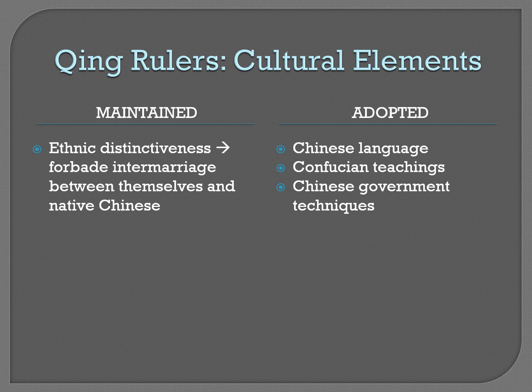So, Qing rulers and their cultural elements. Some things that they maintained. We're talking about the rulers, and we can see some similarities with the Mongolian rulers when they did this. The Qing rulers kept their ethnic distinctiveness, so they forbade intermarriage between themselves and native Chinese. That's one thing that they did. But they did adopt Chinese language, Confucian teachings, and Chinese government techniques. So they looked Chinese, they spoke Chinese, except for some things they didn't do. And this kept them separated and created problems for them in the 1900s, which is partly why their empire falls in 1912.